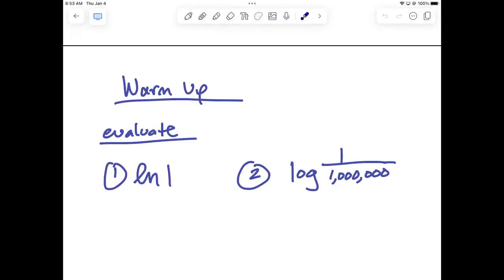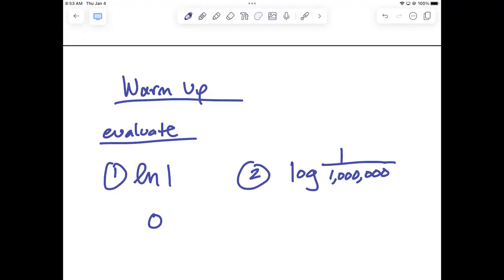One. Evaluate. These you should be able to do pretty quickly. Natural log of 1, everybody. What is it? It's 0, right? And then log base what? What base is that? I didn't write a base. Oops. Oh, it's base 10. That's the common log.